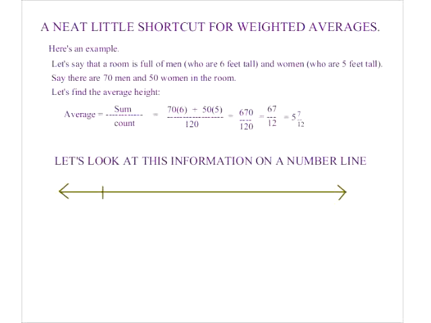On a number line, you can plot the following quantities. You can plot your women's height. This is 5 foot. This is the women's height. And on the number line, you can also plot the men's height. And let's plot the weighted average. That is found right there. So 5 and 7/12 is our friendly weighted average.